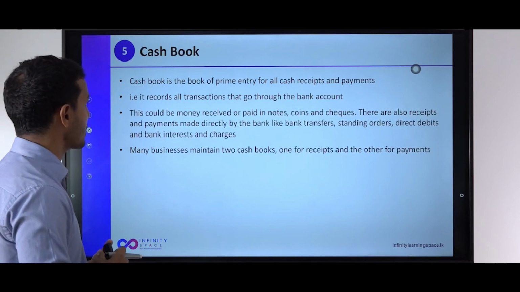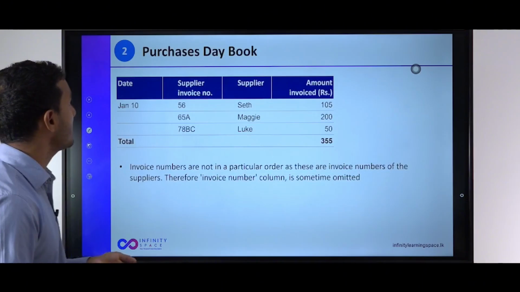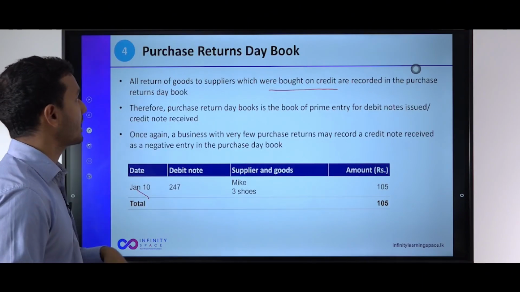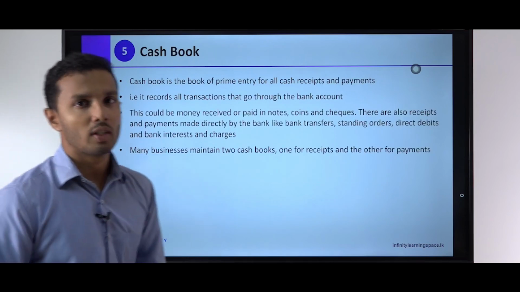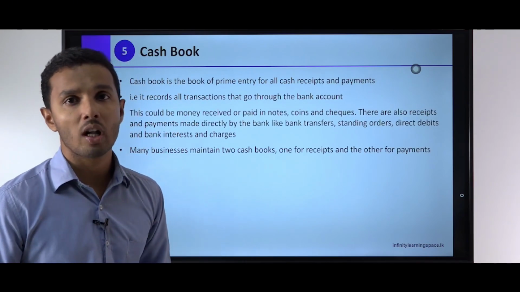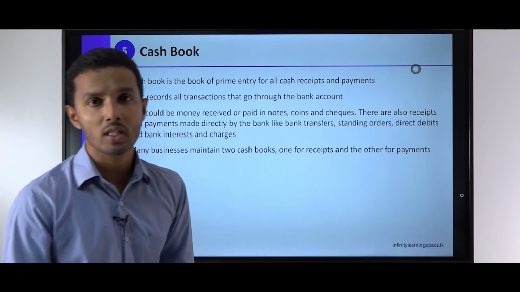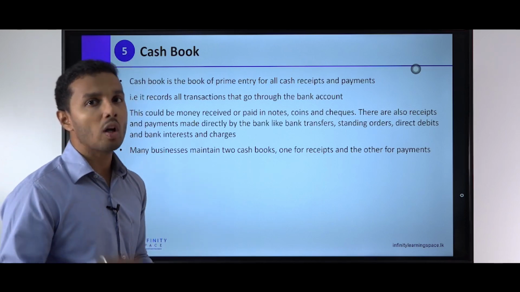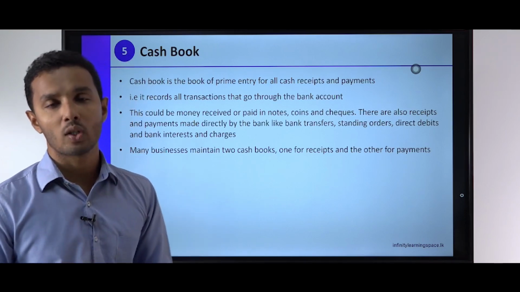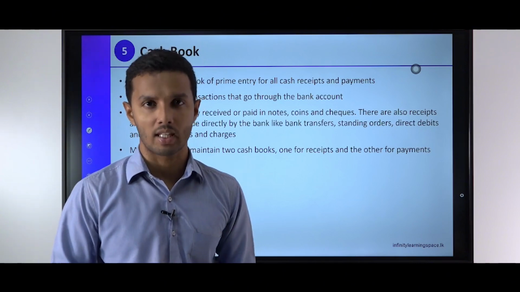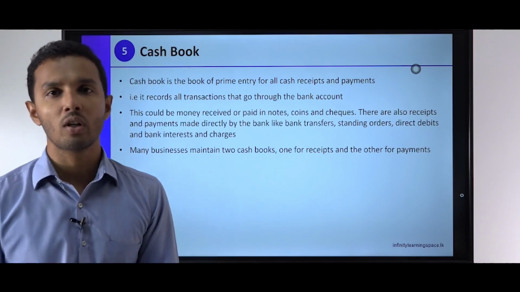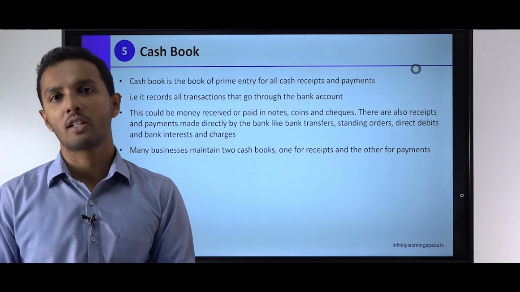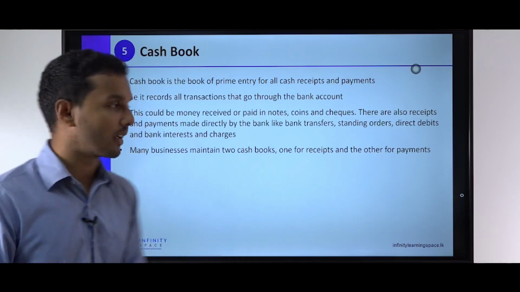Then we have the cash book, the 5th prime entry book. So we covered the sales day book, purchase day book, sales return day book, purchase return day book. 5th one, the cash book. So this is the prime entry book where we record all our cash payments, that means cash outflows, and cash receipts, meaning cash inflows. Now here normally we record all cash payments done in either notes and coins or using checks and bank transfers. So we normally don't maintain a separate account just for notes and coins transactions and another one for bank related transactions. Normally both are recorded in one, right?